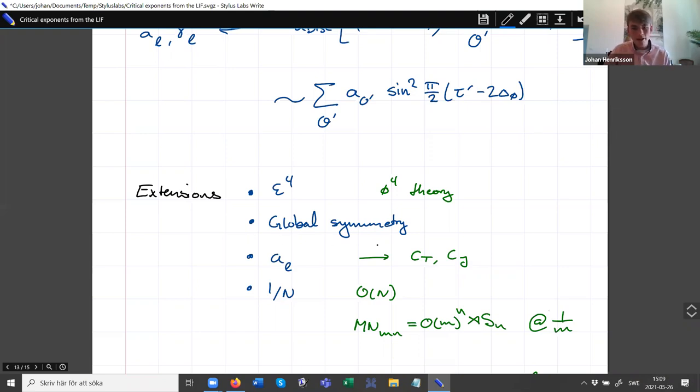You can extend this to phi 4 theories with global symmetry. Today I was only computing really the anomalous dimensions, but you can find corrections to the OPE coefficients, which give you corrections to the central charges. Then the framework also applies in other cases. So maybe of most interest for this workshop is the 1 over N expansion for O(N), or, as Andy mentioned in his talk last week, we also worked out a 1 over M expansion for this more exotic symmetry group.